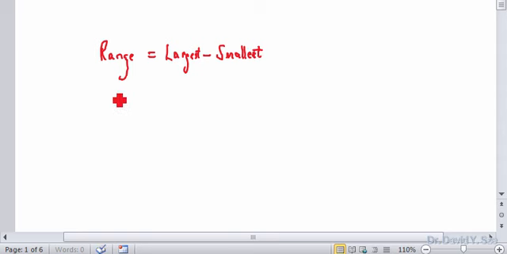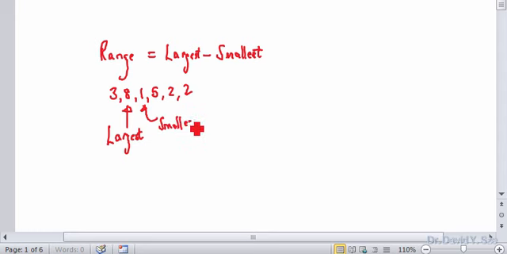Let's do a real simple example. Say our numbers were 3, 8, 1, 5, 2, and 2. The largest number obviously is 8. The smallest number obviously is 1. And so the range is 8 minus 1, or 7. So this has a very specific meaning.